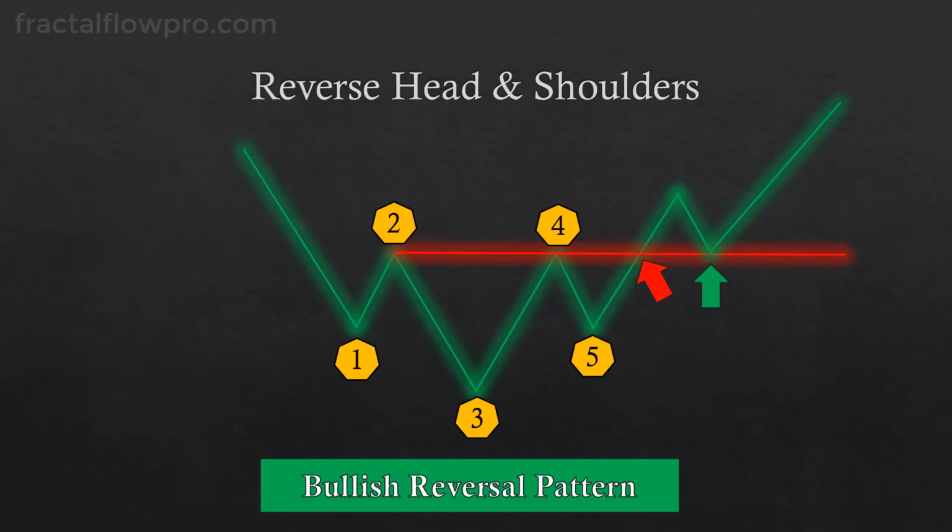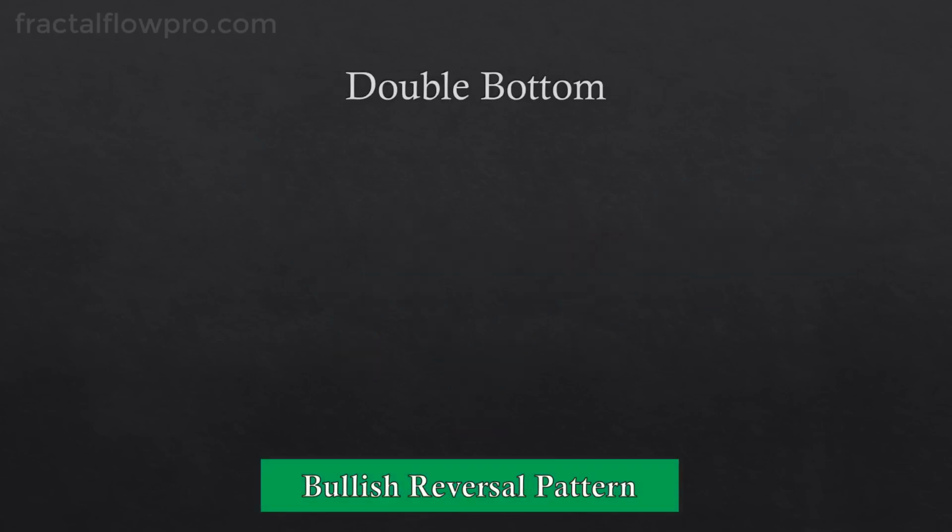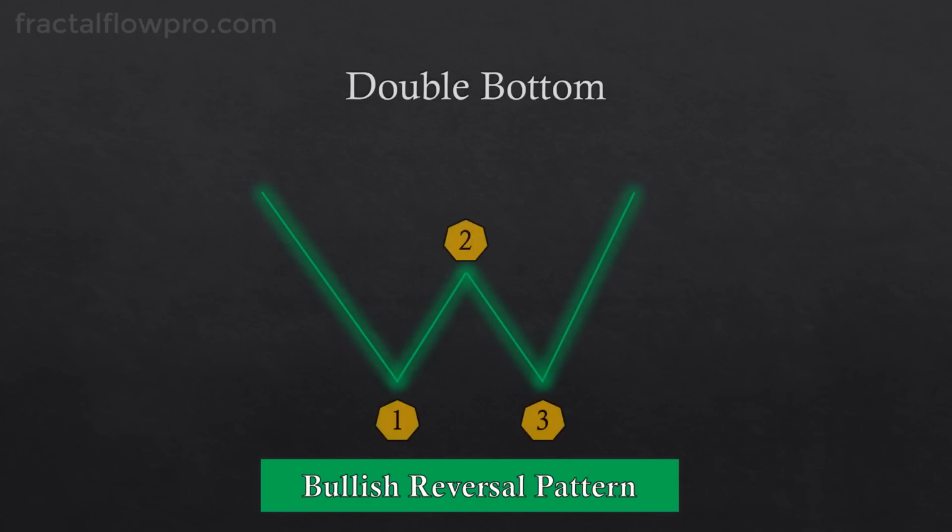Next in line, we have a bullish reversal pattern called double bottom, and as the name suggests, it's formed by 2 lows that sit in the same price level. It's a bullish reversal pattern, so price will be going down, and then a double bottom will appear to signal a reversal to the upside. The double bottom is confirmed when the breakout line that comes out of number 2 is broken to the upside.